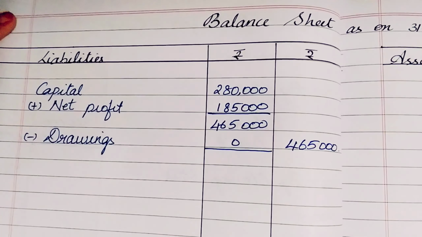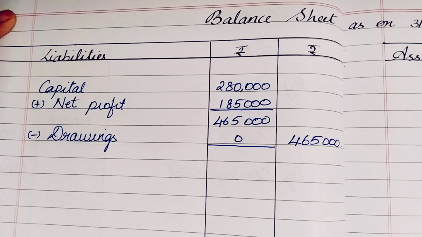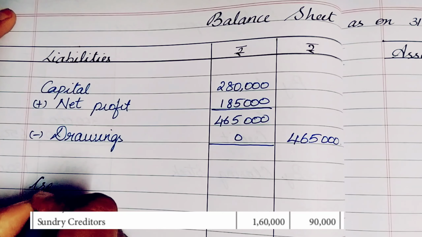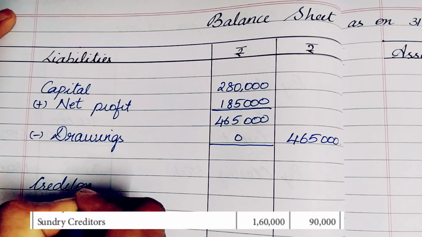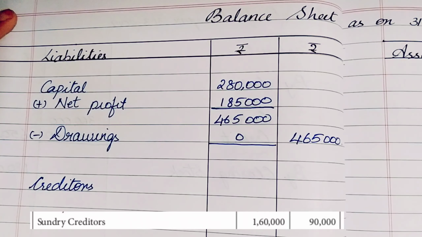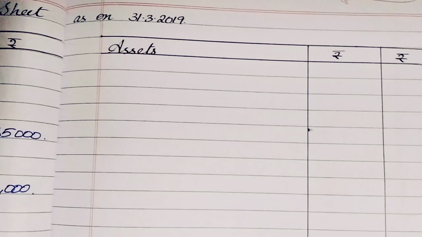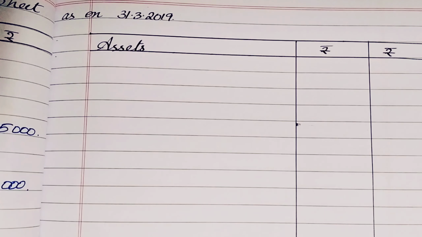Next, last in the liability side is the creditors, which is given. So from the other information, we can take the value of the creditors. So creditors closing balance is 90,000. So with this, the liability side is complete. Now let's move on to the asset side. So in the asset side, we have certain adjustments also to be done. So let's start with the adjustment part.